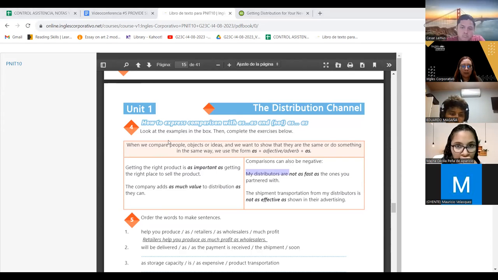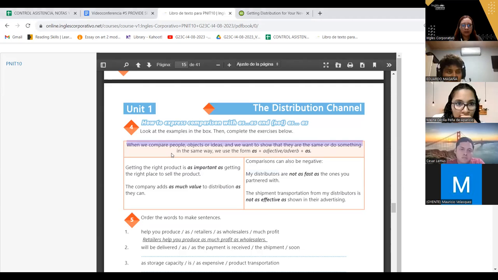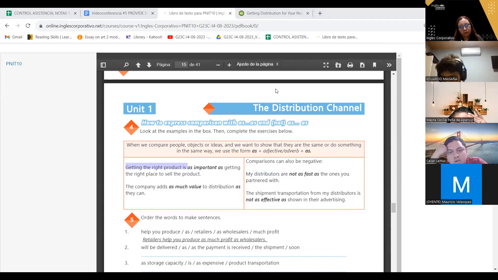Okay, Cesar, help us with this section, please. We need another person for this one. Okay, when we compare people, objects, or ideas, and we want to show that they are the same or do something in the same way, we use the form as plus adjective or adverb plus as. Okay. All right, Cesar, can you help us with these boxes, please?